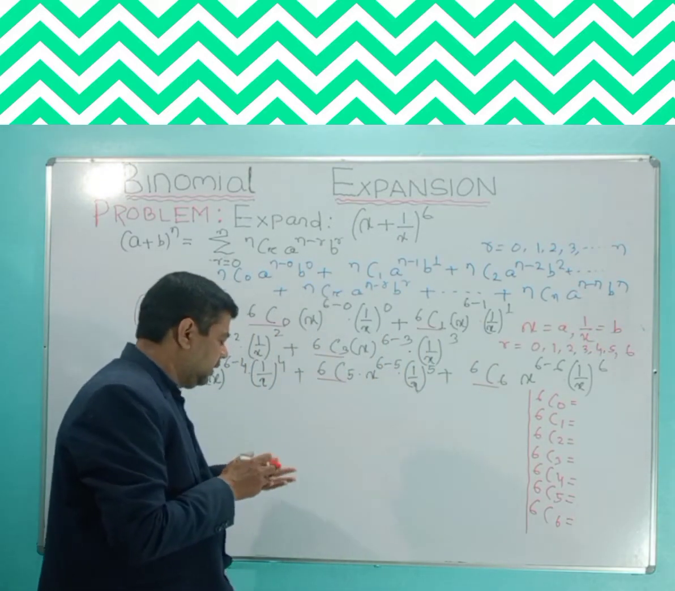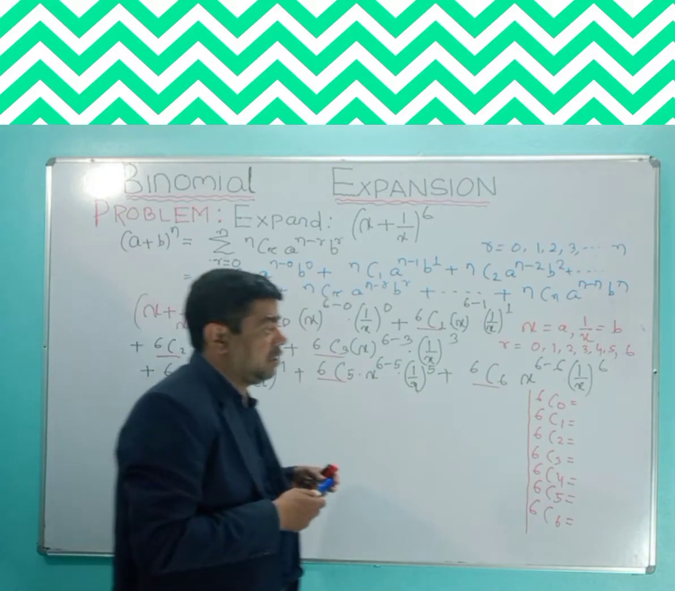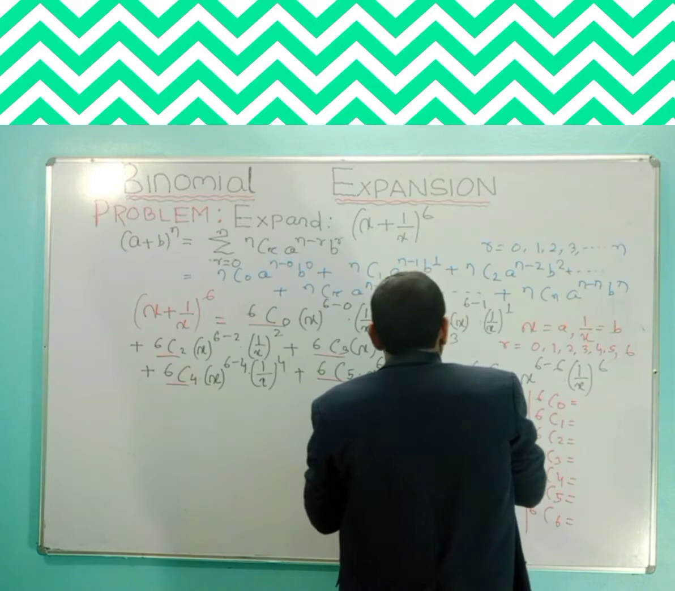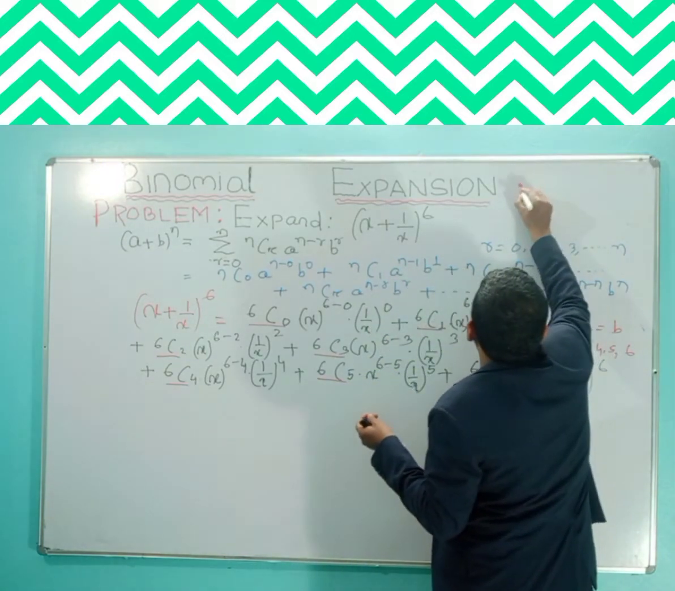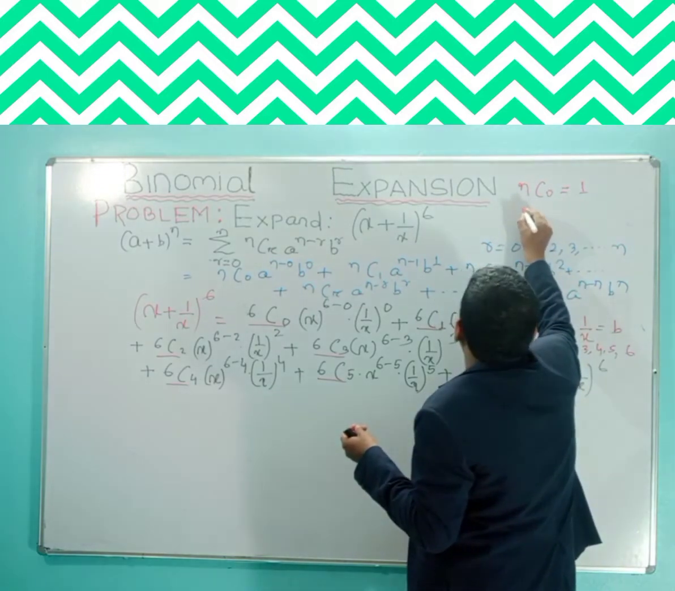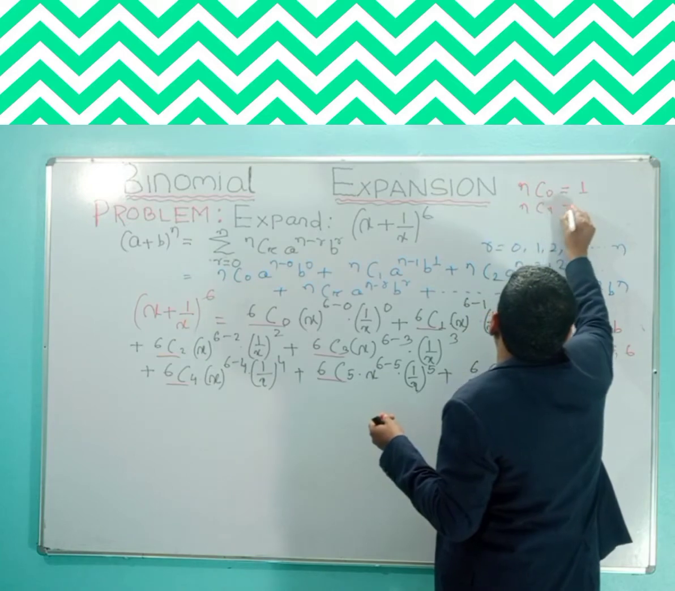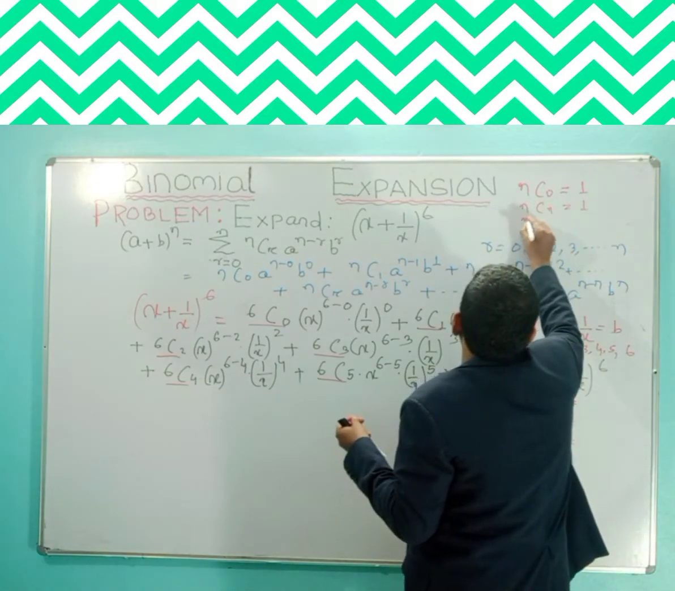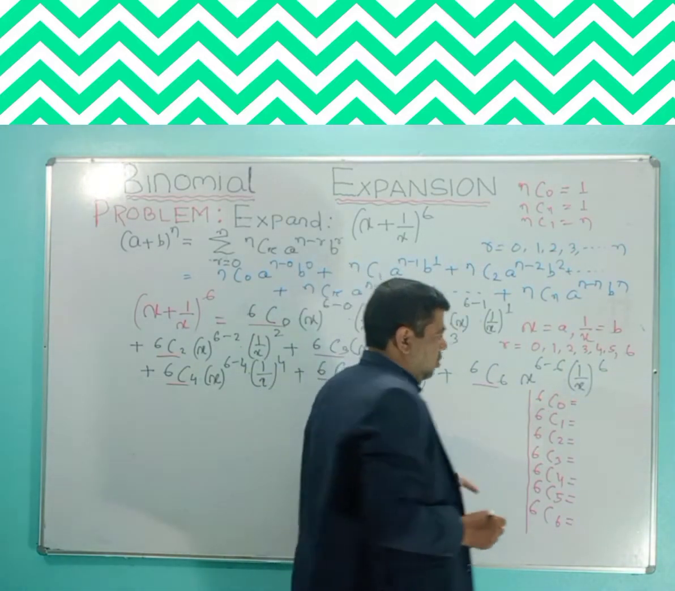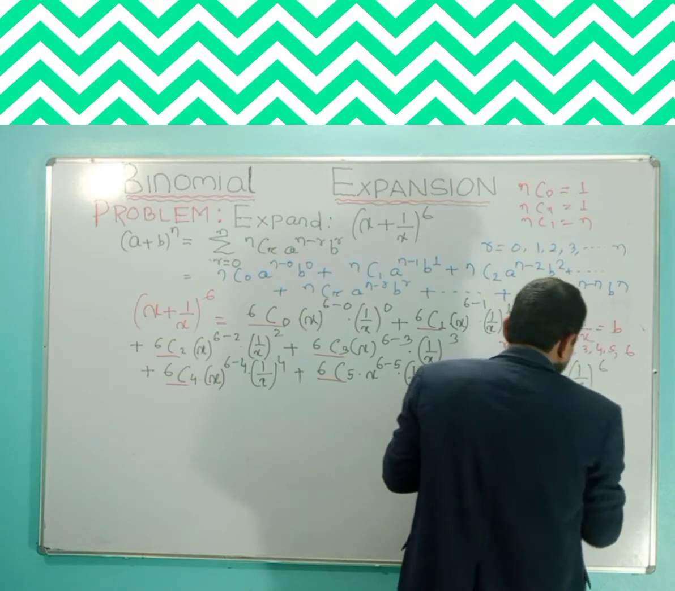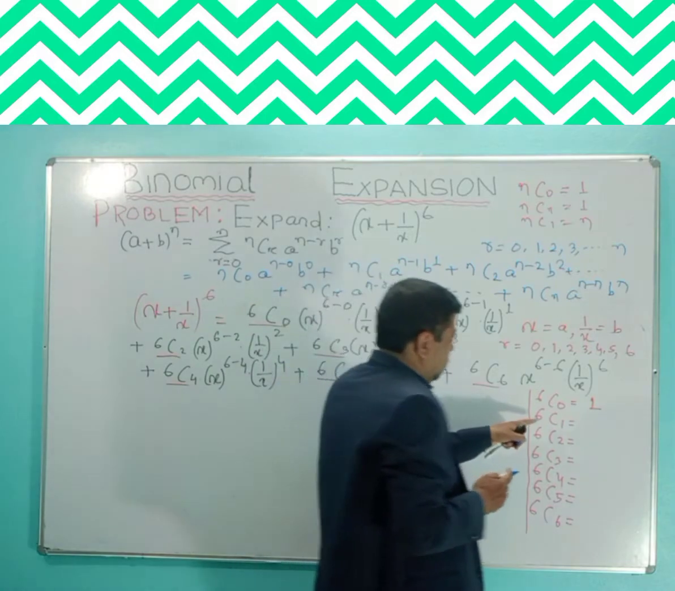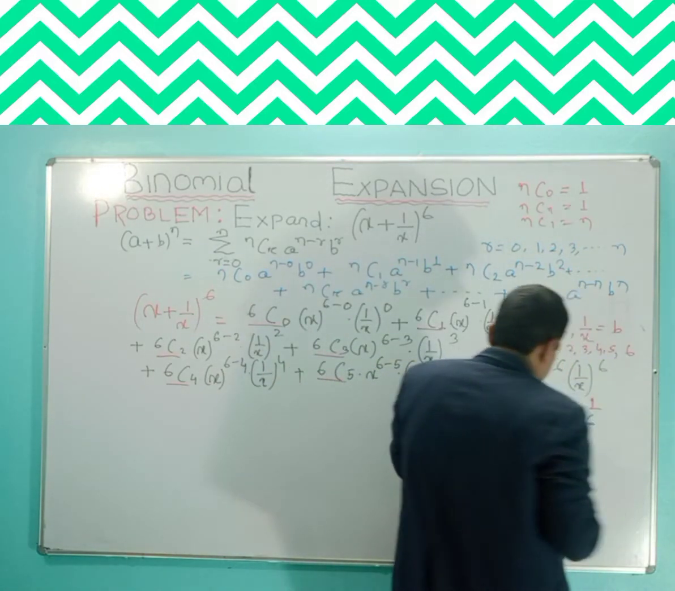Understand? All of you know the formula for nc0. What is nc0? nc0 is equal to 1, and ncn is also 1. And nc1 is equal to n, right? So 6c0, the value will naturally be 1. Then 6c1, the value is 6.